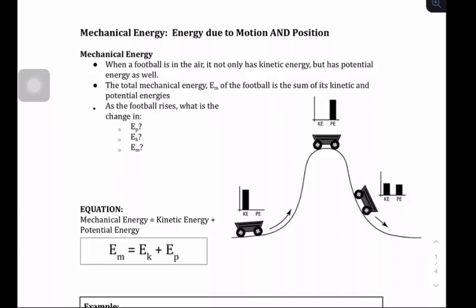Good morning. Today's tutorial video is on mechanical energy. Mechanical energy is the combined movement or kinetic energy and potential energy that an object has.